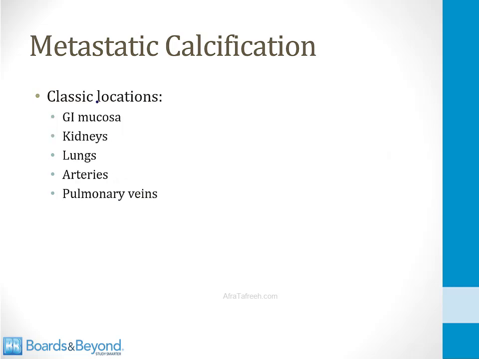So classic locations for metastatic calcification are the GI mucosa and the kidneys, and as you know, cells in these tissues often secrete acid. Other areas are not so obvious and not so related to acid secretion, but these include the lungs, the arteries, and the pulmonary veins.